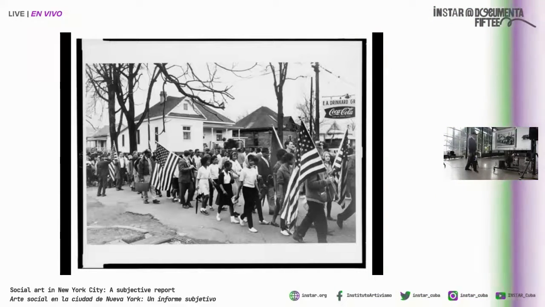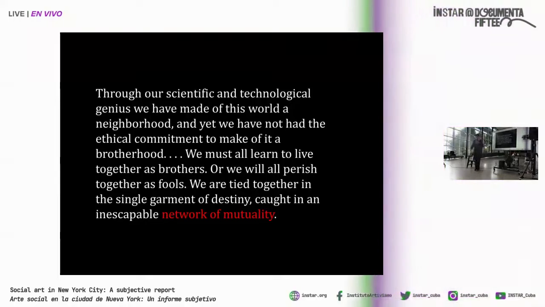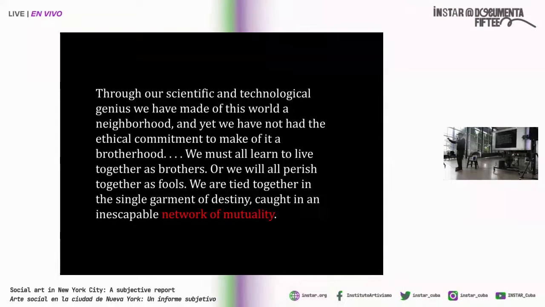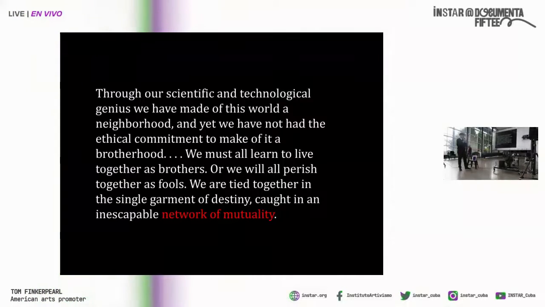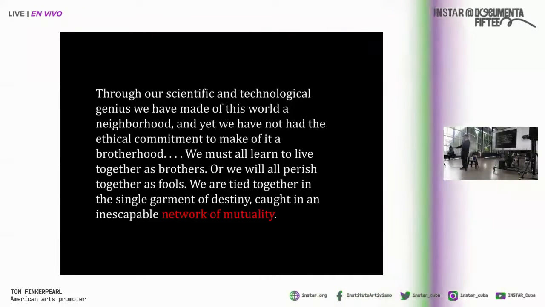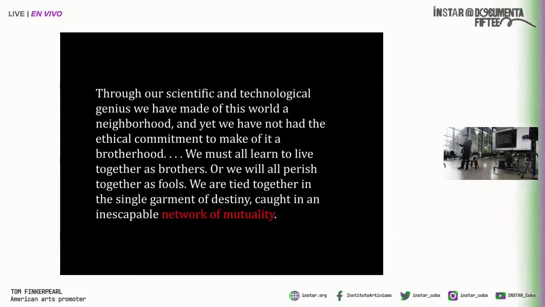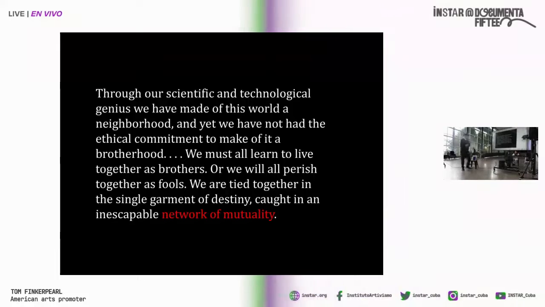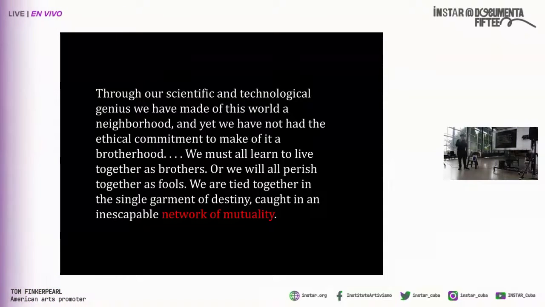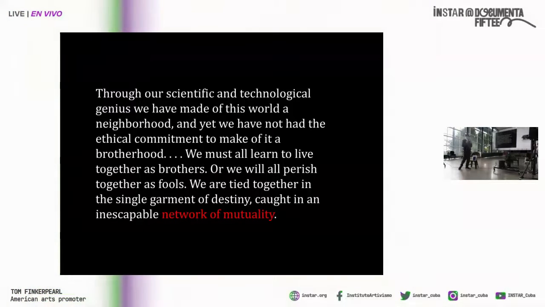Next slide, please. So here is a quote. Everybody must know Martin Luther King. He said, through our scientific and technologic genius, we have made of this world a neighborhood, and yet we have not had the ethical commitment to make of it a brotherhood. By the way, still we have gendered language throughout the 60s, a brotherhood meaning a collectivity, but I want to acknowledge that as well. We must all learn to live together as brothers, or we will all perish together as fools. We are tied together in a single garment of destiny, caught in an inescapable network of mutuality.